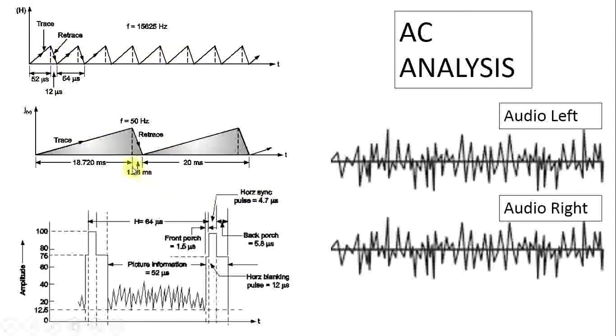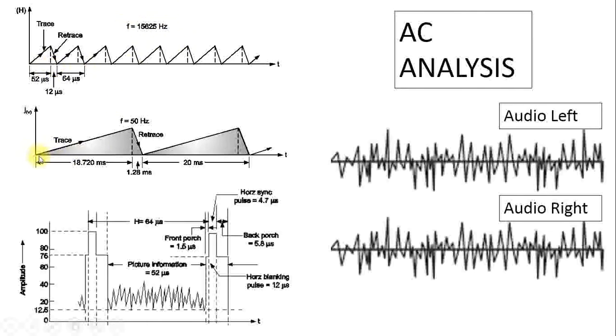See, this is the V oscillator and this is the H oscillator. The H oscillator output is 15625 hertz, where the ramp is moving from 0 upward. This trace period is 52 microsecond, and the retrace period is 12 microsecond. So 52 plus 12 is 64 microsecond, and 1 upon 64 microsecond is nothing but 15625 hertz.